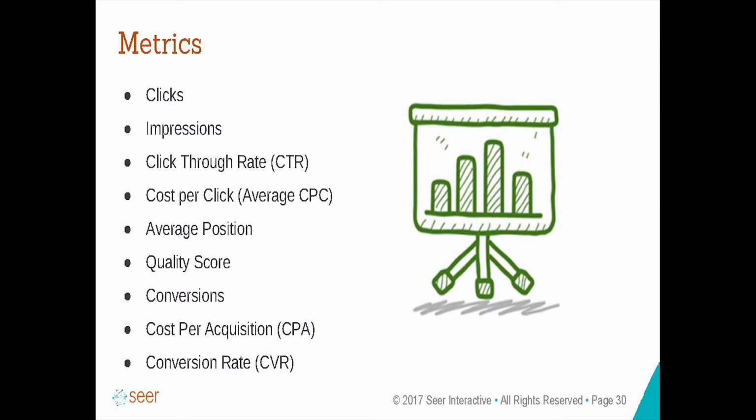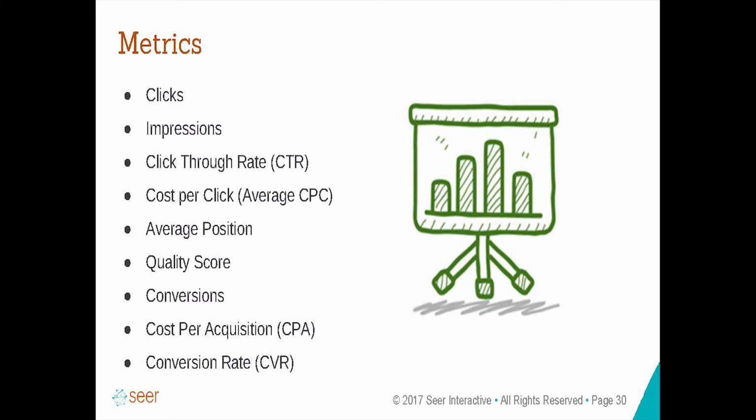So there are a few metrics that are pretty specific to paid search. We can go through these pretty quickly. Clicks: how many times someone clicks on your ad. Impressions are the amount of times your ad shows. Click-through rate is clicks divided by impressions, or the number of times that your ad is clicked on per how many times it's seen by a user, or by users in general, not a specific one.